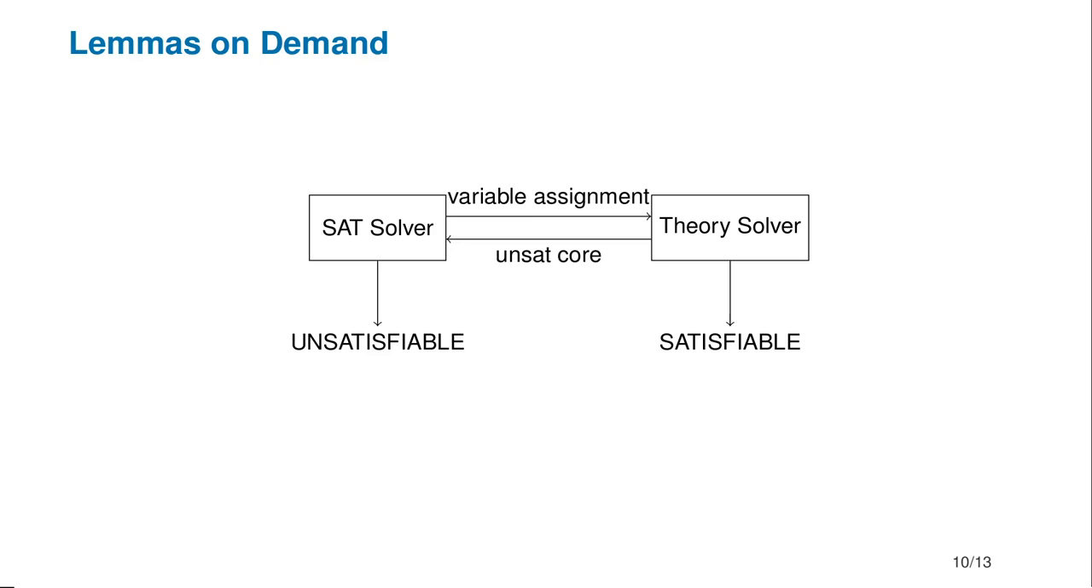In case the formula is unsatisfiable, we are done, because if the abstraction is unsatisfiable, then also the original formula cannot be satisfiable. In case the abstraction is satisfiable, this variable assignment is used to extract a set of theory literals, and if this set is consistent, we have a model for the SMT formula. Otherwise, we extract an unsat core, a set of theory literals that is inconsistent. It's not necessary that it's the full set, but only a subset which is inconsistent, and this information is then used to refine the abstraction in order to get a different model from the SAT solver.